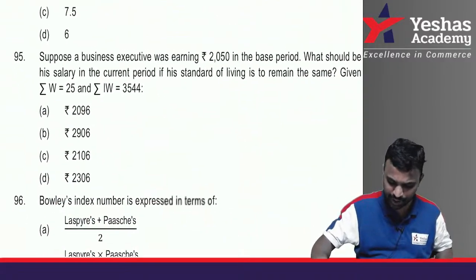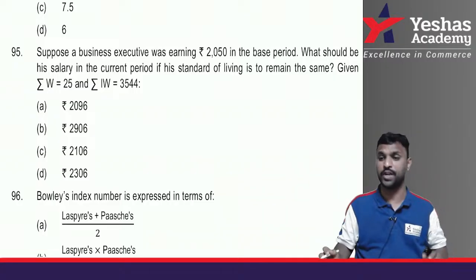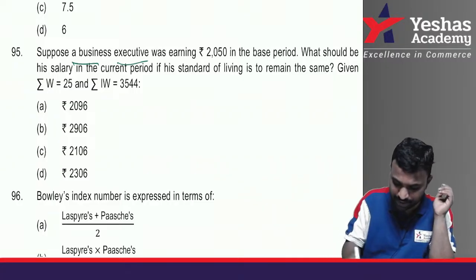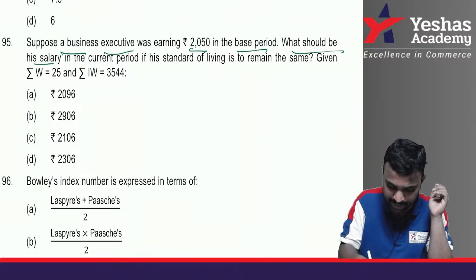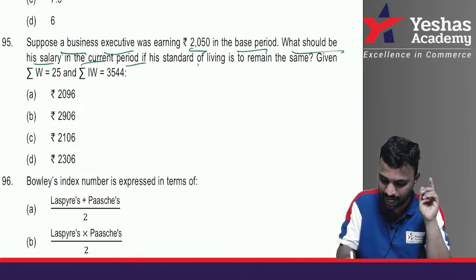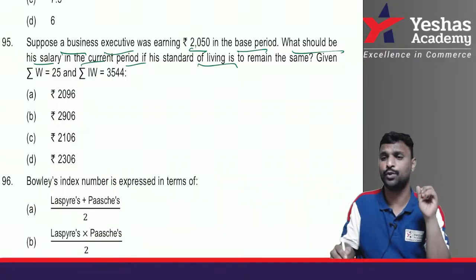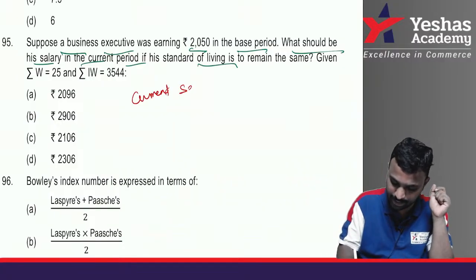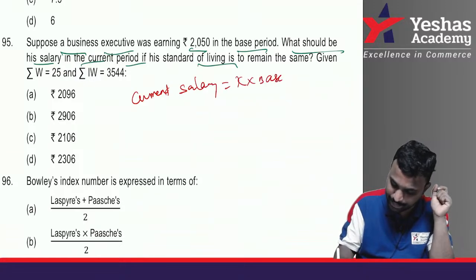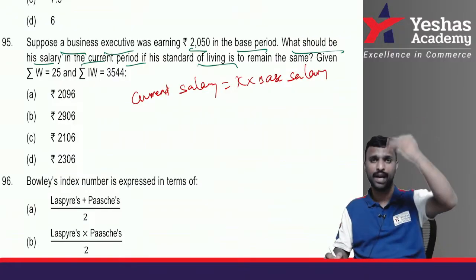Guys, moving on to the next question, question number 95. It's a question on index number. Suppose a business executive was earning 2050 in the base period. What should be his salary in the current period if his standard of living is to remain the same? Guys, I told you, if you remember, current salary is equal to K times base salary. What is K basically? K is current year CPI by base year CPI.